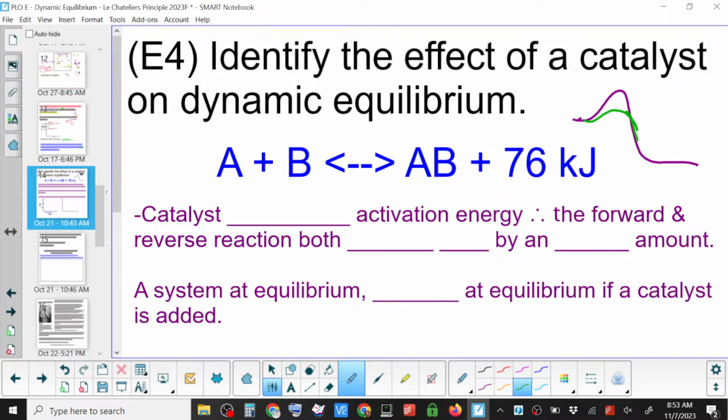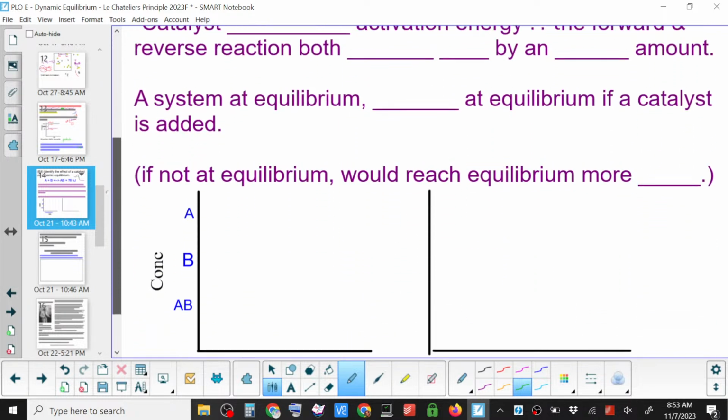Which rate will it speed up, the forward or the reverse? Both. So if we speed up the forward rate and we speed up the reverse rate, which way is it going to shift? To the products or the reactants? Well, it won't change. A catalyst does absolutely nothing to an equilibrium.